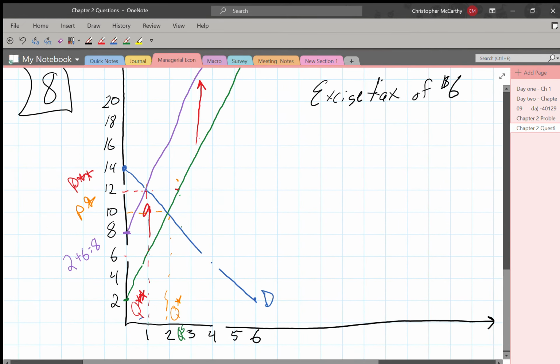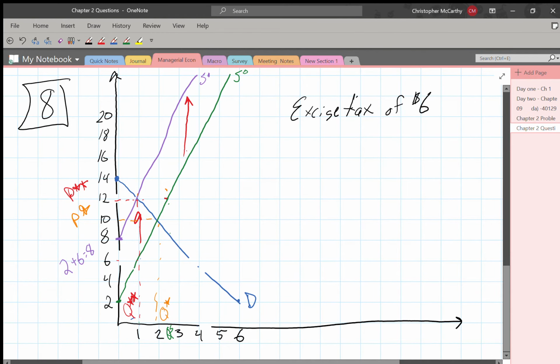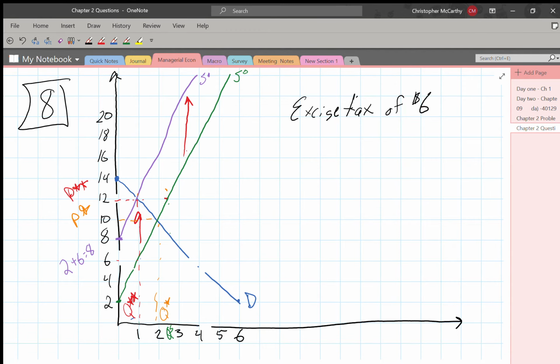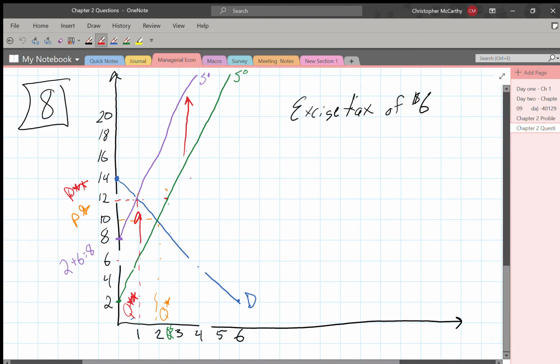Sorry to skip around so much. And so we're asked, what's the price that's paid by the consumers? What's the price? $12. Very good. What's the price that the producers receive? How much do the producers receive? 12 minus 6, exactly. So the producers are only going to get $6 off of everything, right?